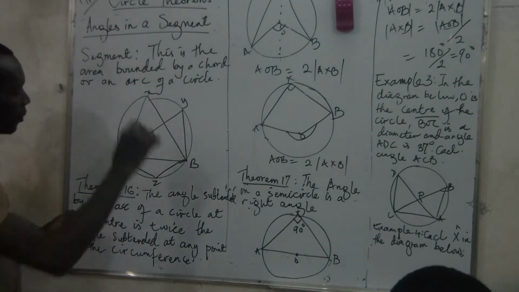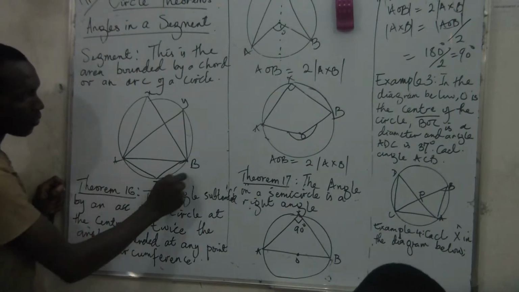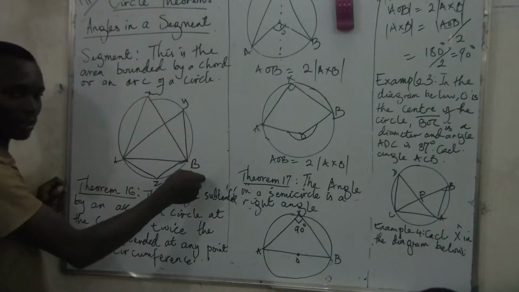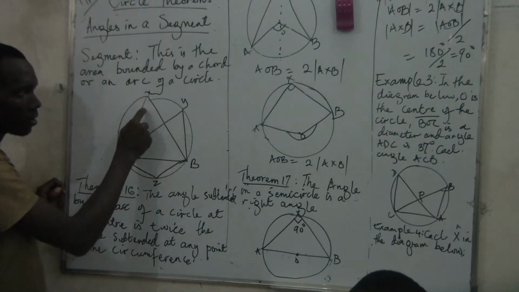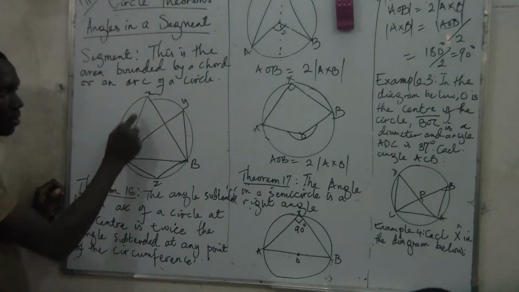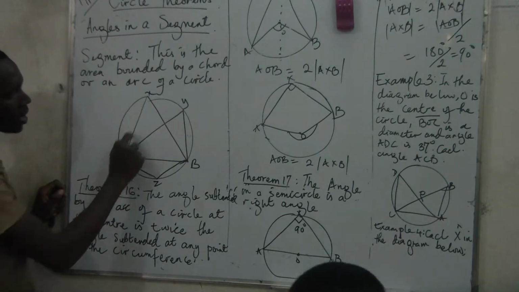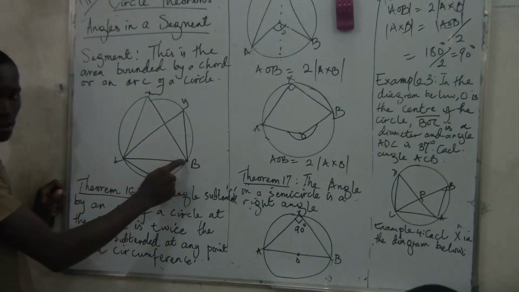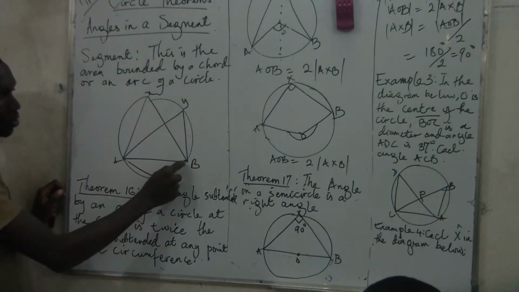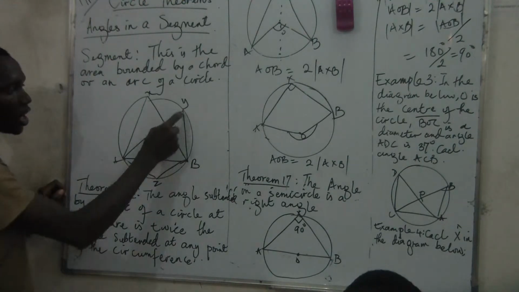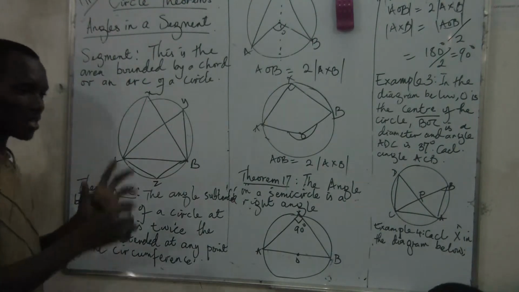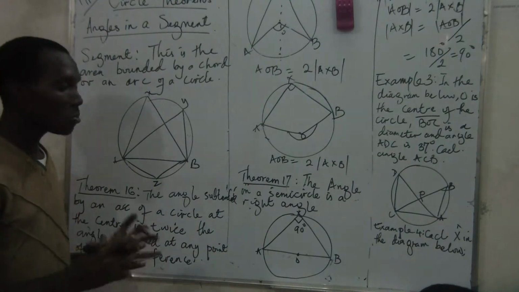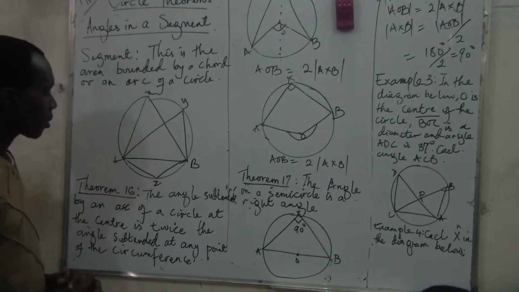So here we have an arc of a circle of this nature. The area that is bounded here is what? A segment. This area bounded here. Can you see this triangle here, or this triangle inside here, or this other triangle? Each of these is called a segment. The word segment means a portion of a circle.